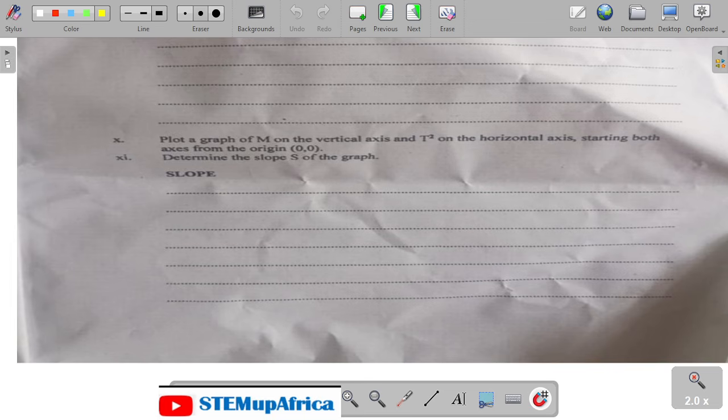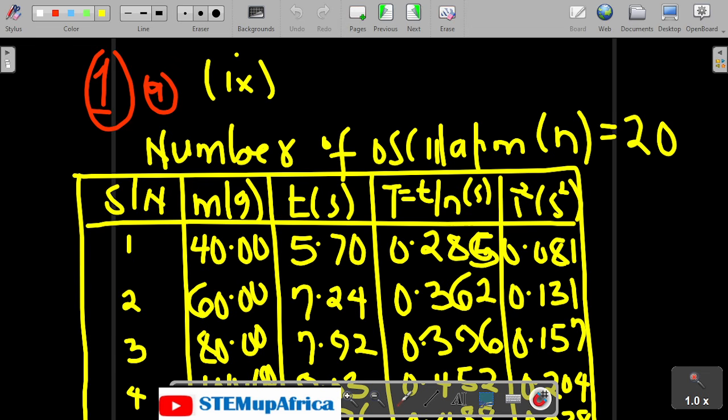So what you do now, you go to the portion of the graph in your booklet to plot the graph. I will illustrate how to do so. You start by taking a scale. At the bottom of the table, I can just write the scale there.